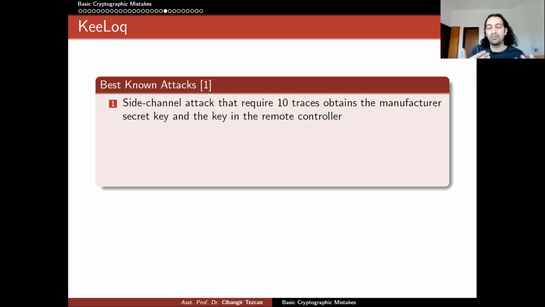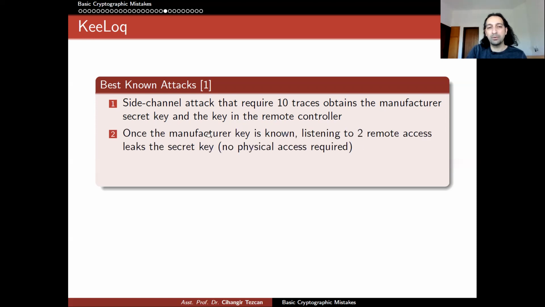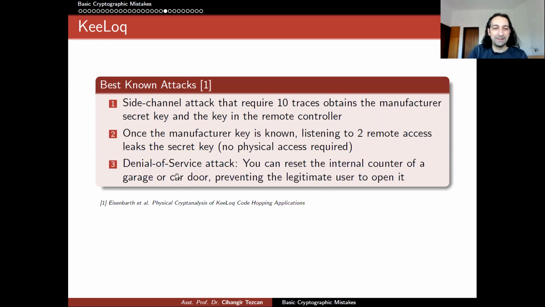press the button 10 times and do some measurements during this process, and then you capture the manufacturer key and the remote controller key. But since every manufacturer uses the same key in all of their cars, getting the manufacturer secret key once is enough for you, because at this point, if you know the manufacturer key, when somebody tries to open the car doors of their cars, you can listen to this communication twice. So you don't need a physical access, just stay close to somebody who is opening their car doors. Then this way you get the secret key. So you can clone their key fob and steal their cars. So this actually happened in the past a lot.